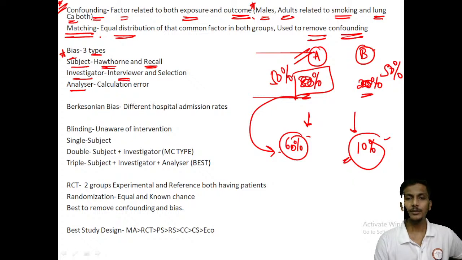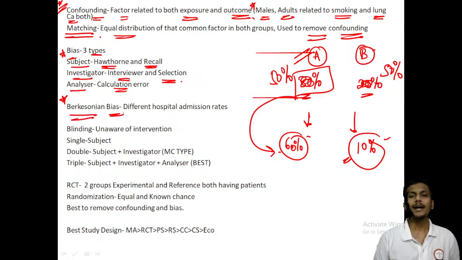Second is your investigator bias. That can be interviewer bias. For example, the interviewer may give more time to the cases as compared to the controls, right? So that can be seen in interviewer bias. And second is your selection bias, the same one. In selection bias, maybe only males are selected in A group and females are selected in B group. So that can lead to definitely a defective outcome. So please remember, both of these, interviewer and selection bias, are a type of investigator bias, whereas calculation errors come under analyzer bias.